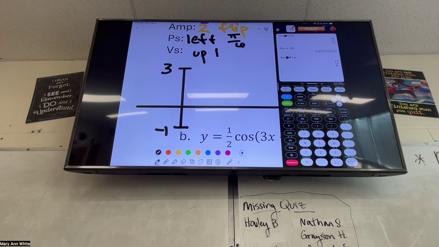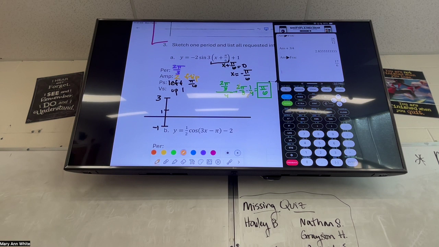Now, instead of the middle of my graph being at 0, the middle of my graph also moved up 1. So where's the middle of my graph now? 1. And so I like to even draw that. Sometimes I will draw a thin, light line through that middle, so I always know where the middle of my graph is going to be.